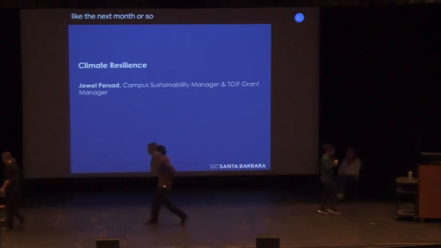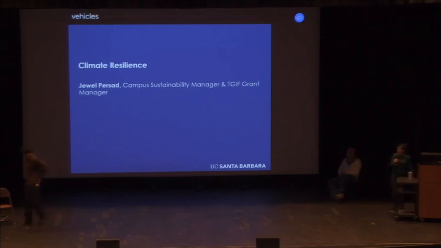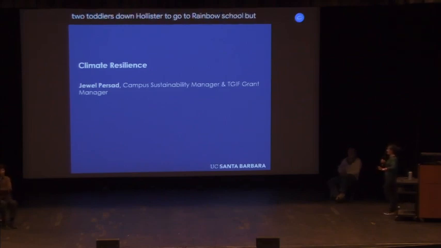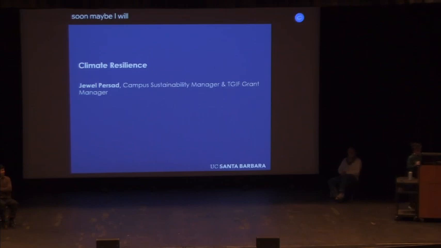I have to admit, I'm one of those single occupancy vehicles because I drive two toddlers and I need to get an electric bike. I haven't worked up the confidence to put my two toddlers down Hollister to go to Rainbow School, but soon maybe I will. But I was a biker when I was on campus.